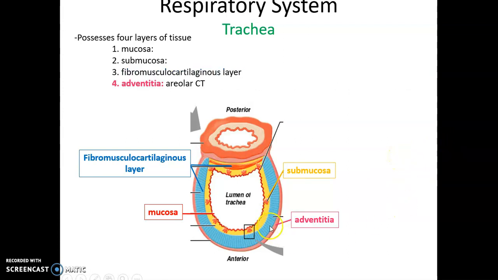And then the fourth layer, the most superficial layer, is the adventitia. The adventitia is made up of areolar connective tissue and defines the outer surface of the trachea and is obviously a place where blood vessels and nerves can run along the trachea before entering it.